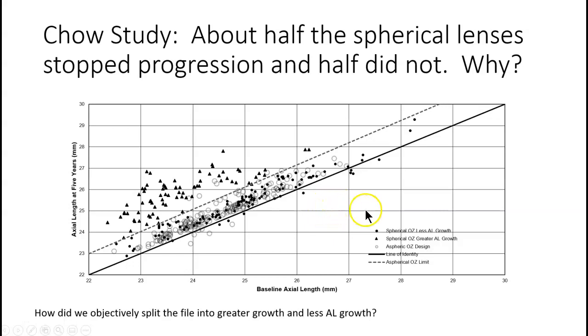So when we look at these data, these are ortho-K lenses, two ortho-K lenses, spherical and aspheric. The open circles are aspheric lenses and the colored dots are spherical lenses, and we're looking at a baseline axial length and a follow-up 5-year axial length. And this black line is the line of identity, so if the axial length grows, which it does over time, then all the values should be above this line. The fact that there are some below the line suggests that there might have been some measurement error in here, be my guess. I suppose it's possible that they shrunk, but it's pretty unlikely.